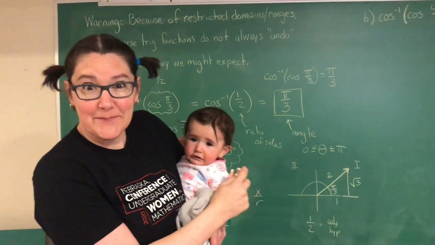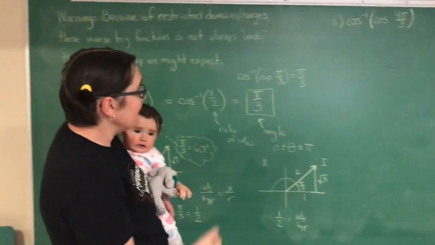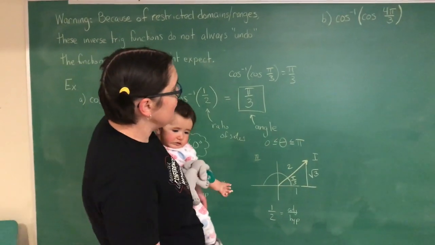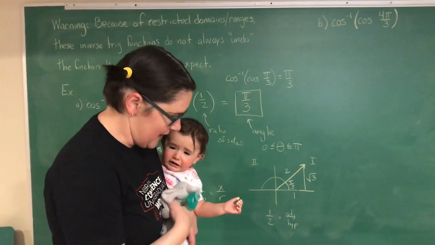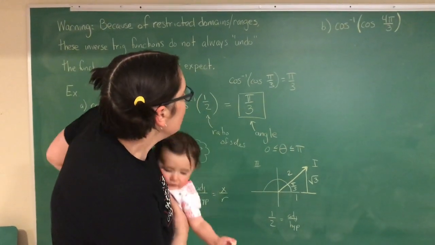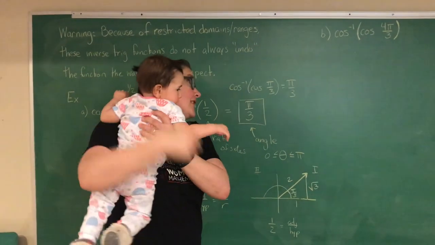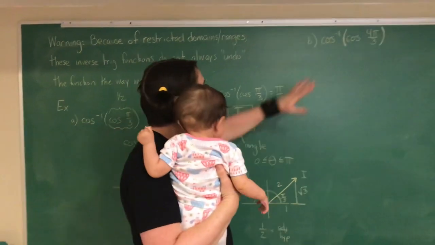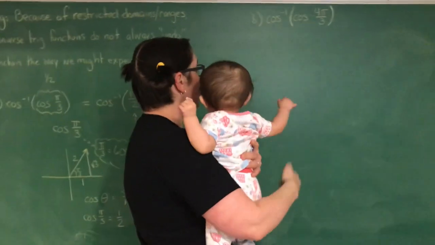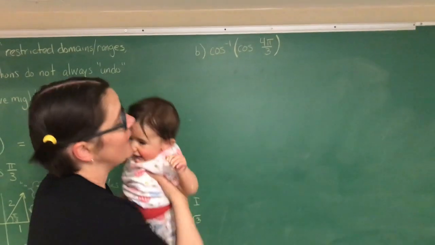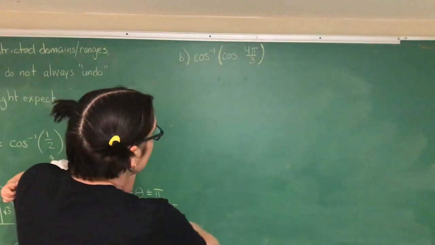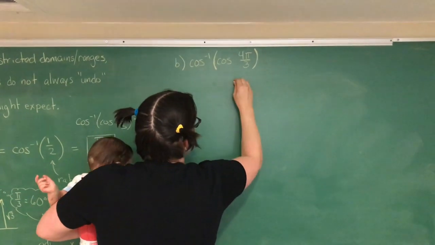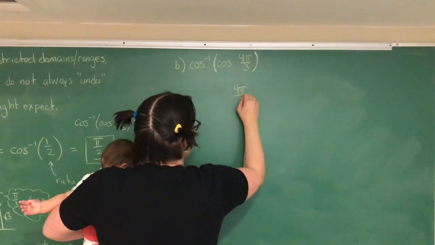Okay, so let's take a look at part B. In part B, we have inverse cosine of cosine of 4 pi over 3. And in this one, what we saw was that our final answer is not going to be 4 pi over 3. So I look at this expression and I say, okay, what is cosine of 4 pi over 3? And I think about 4 pi over 3.